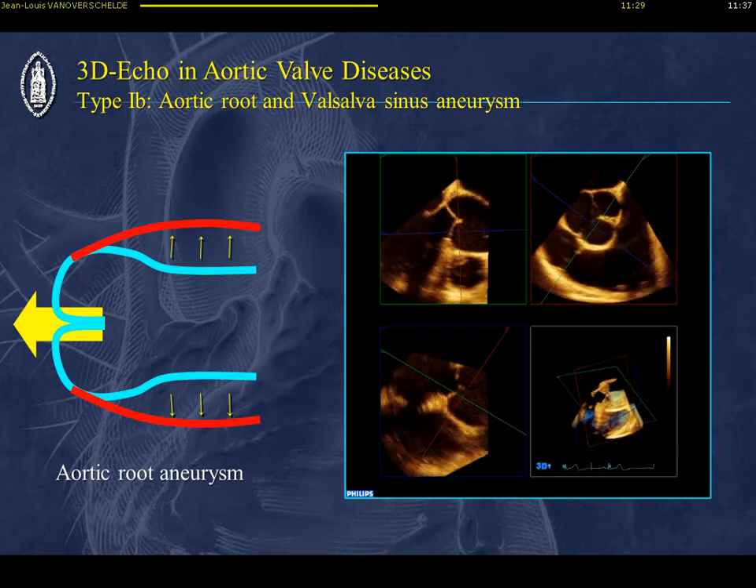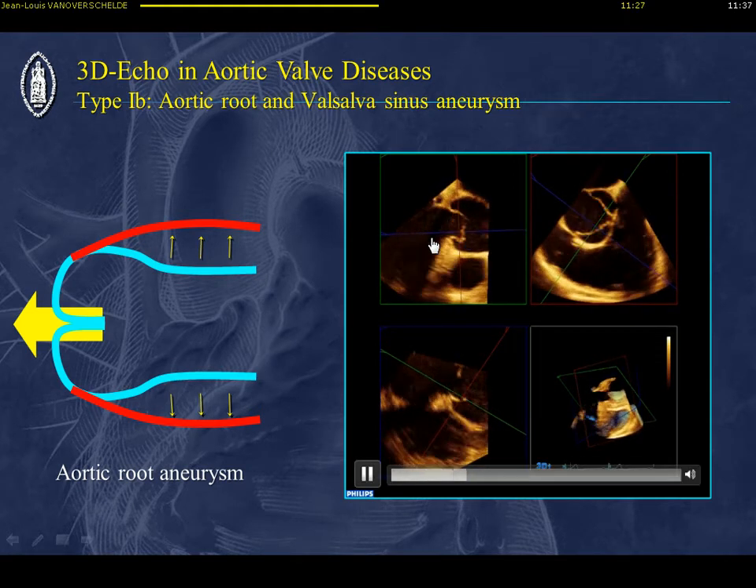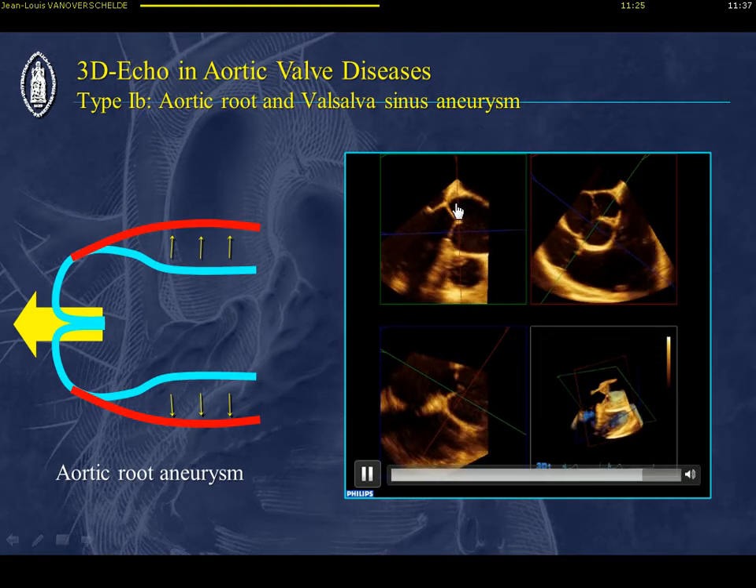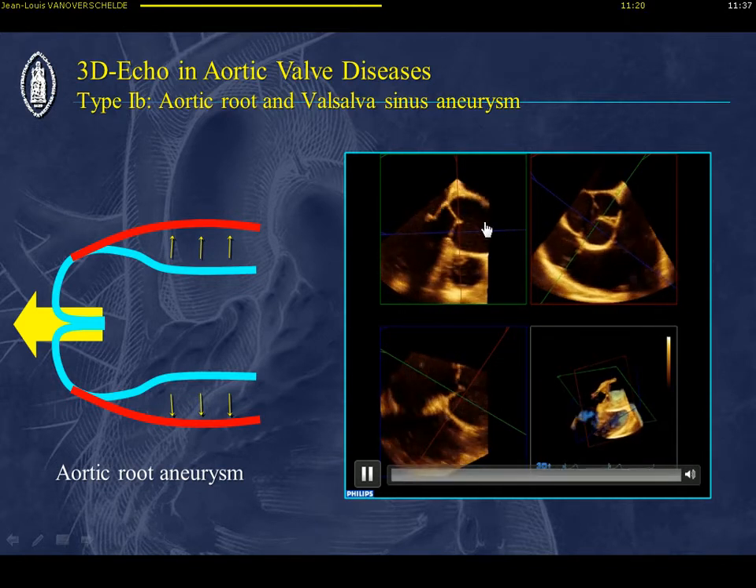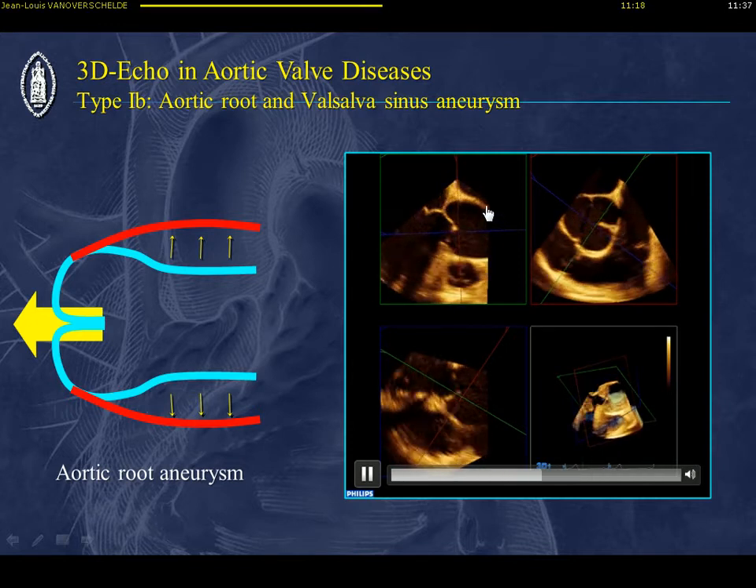Then you, of course, cut across the different structures, and then you can make your measurements at the level of the annulus, at the level of the sinuses of Valsalva. You can measure the size of the sinotubular junction.